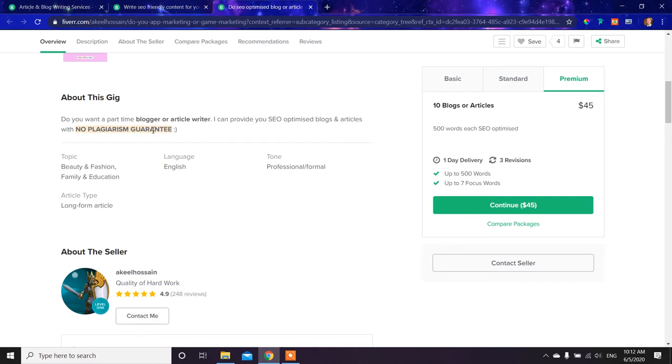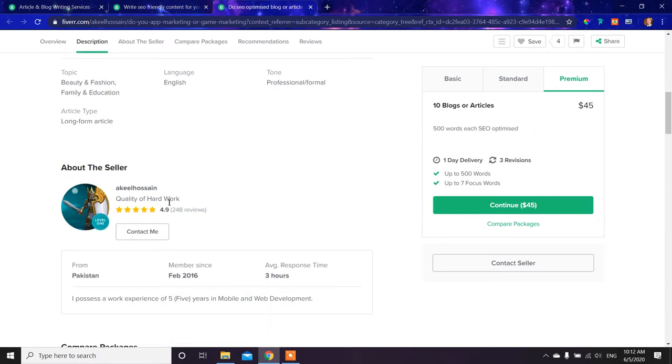No plagiarism guarantee, smiley face. That's nice, great. Whatever, with no plagiarism. I mean, I hope there's no plagiarism, but you're going to see in a minute the difference between a good quality gig description and one that's not, and how they actually even deal with this. The first thing I see is no plagiarism. What about the quality of the article? What about the experience of this article writer? Are there any examples that I can see this person's writing?